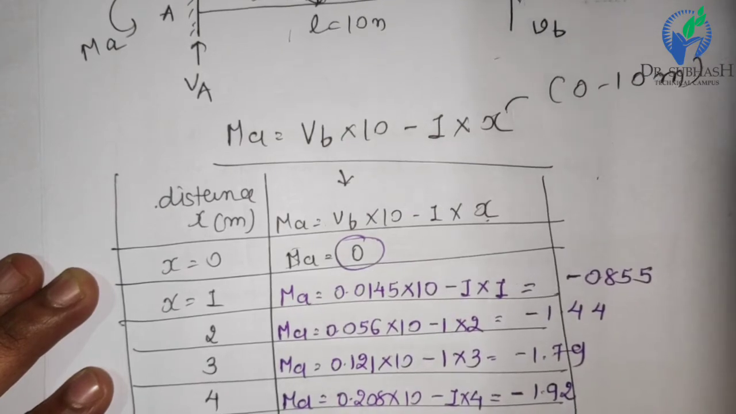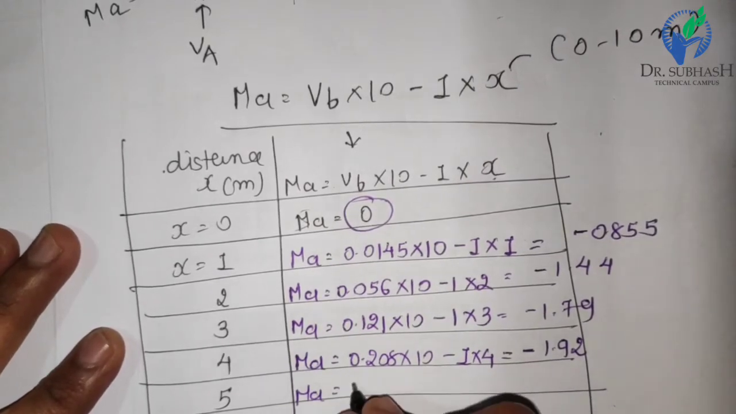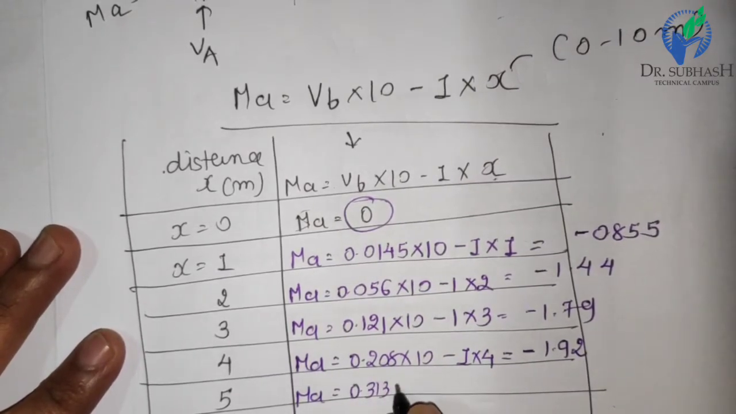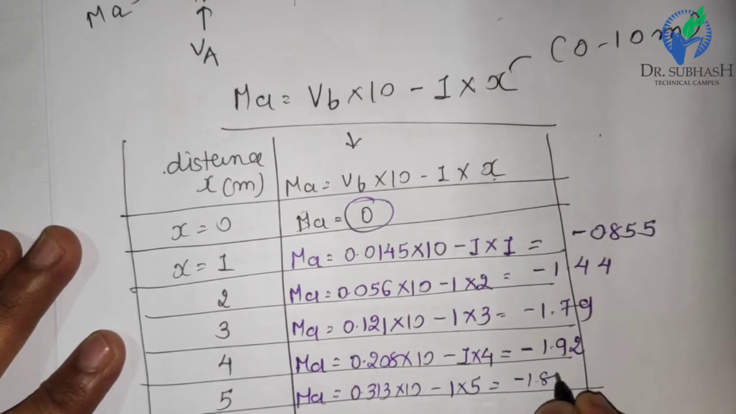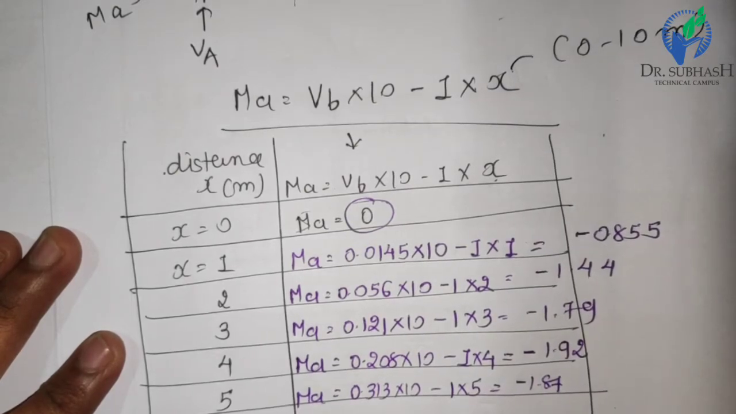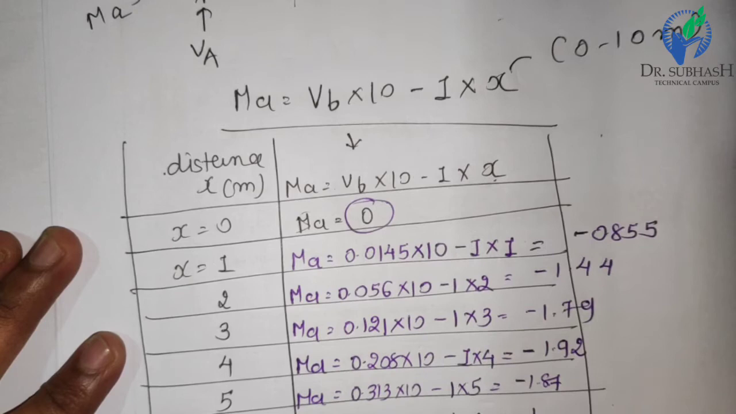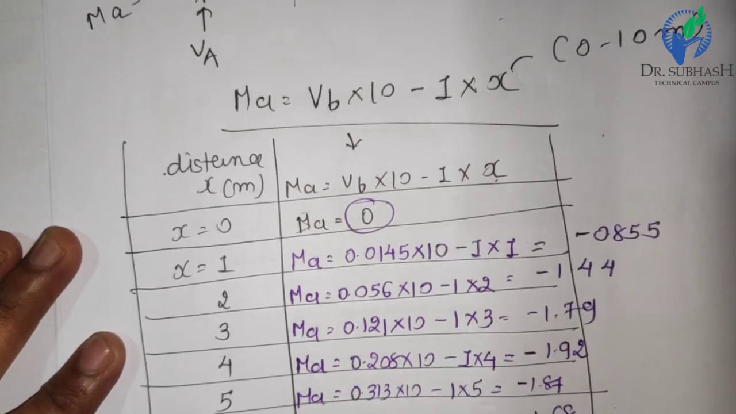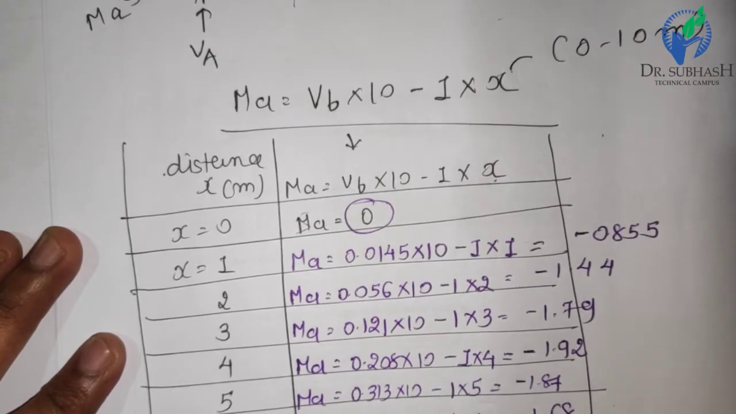Now put the value at the 5 meter interval of our VB. At that time our coordinate is 0.313 multiplied by 10 minus 1 into 5. Then our answer is minus 1.87. Then X is equal to 6. Our coordinate is 0.432 multiplied by 10 minus 1 into 6. Then our answer is minus 1.68. Then X is equal to 7. Our coordinate is 0.564 multiplied by 10 minus 1 into 7. So our answer is minus 1.36.